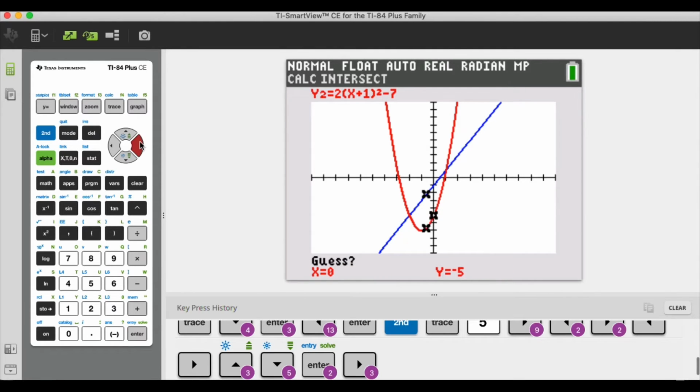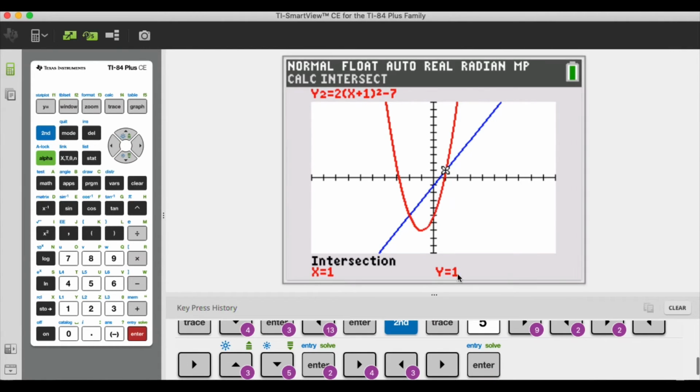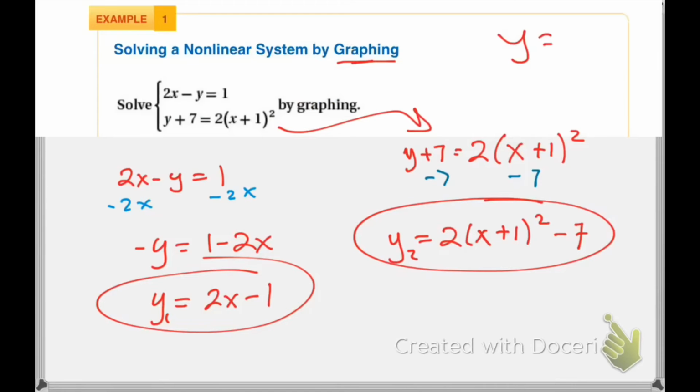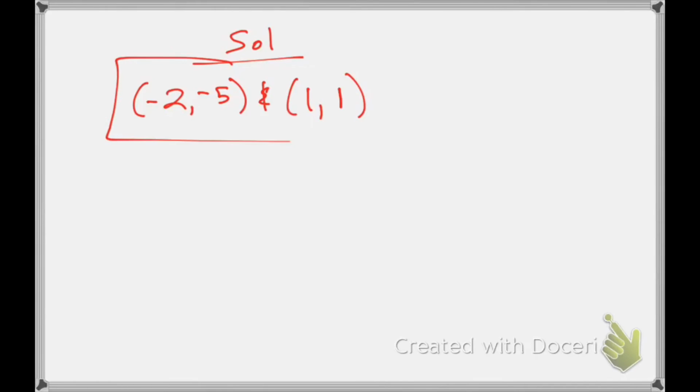I might guess. So this time I'm going to go over to my other points of intersection, close to what I think it might be, right about there. Hit enter, and it gives me a new XY coordinate, 1, 1. So that's how you find the solutions of the first problem. Now once you plug the two equations in the calculator, and you find your intersection points, you get a solution of -2, -5, and 1, 1. So that would be your answer from the given graph.